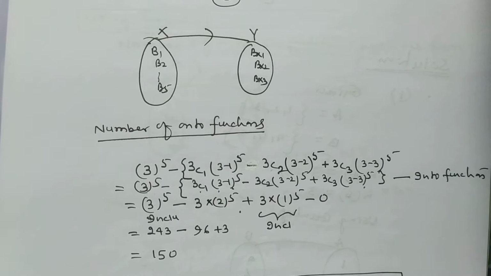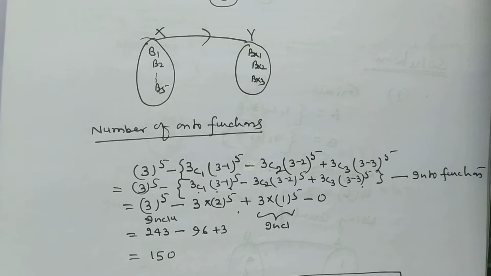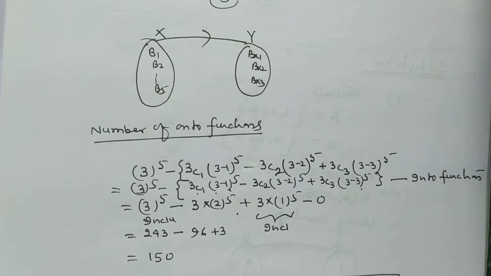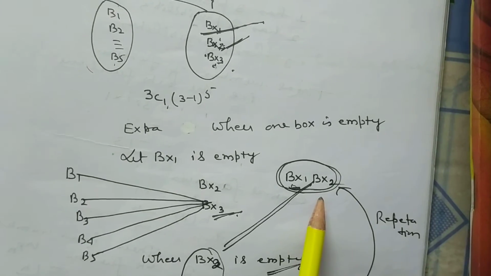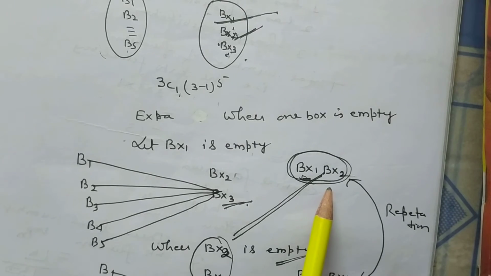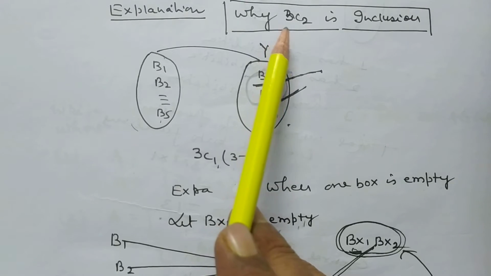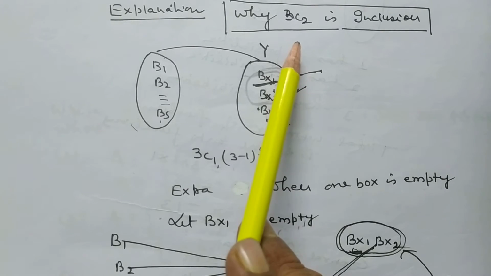When one box is empty, let bx1 is empty. In the case if bx1 is empty, then we have bx, see here, if bx1 is empty. प्रिय साथियों, why 3c2 is negative? I want to explain it.